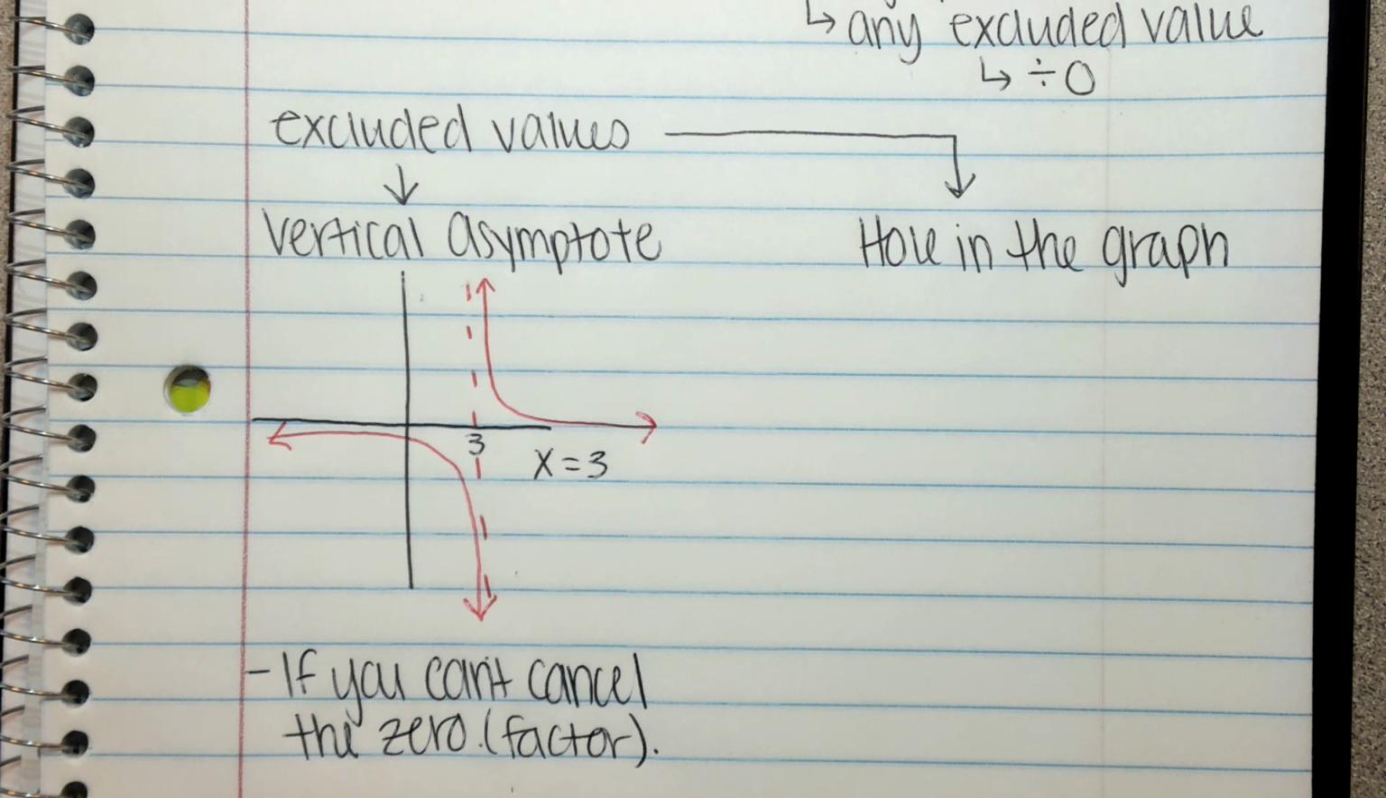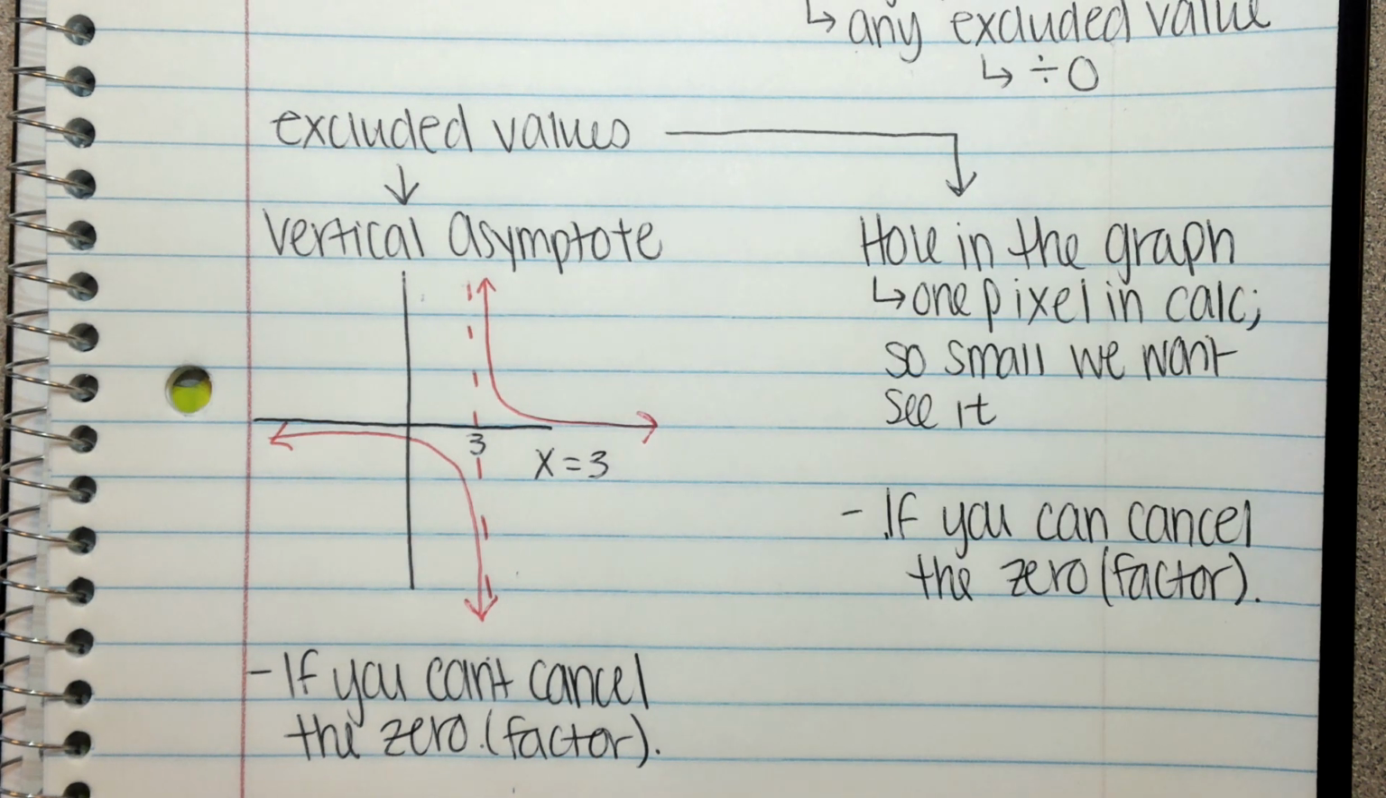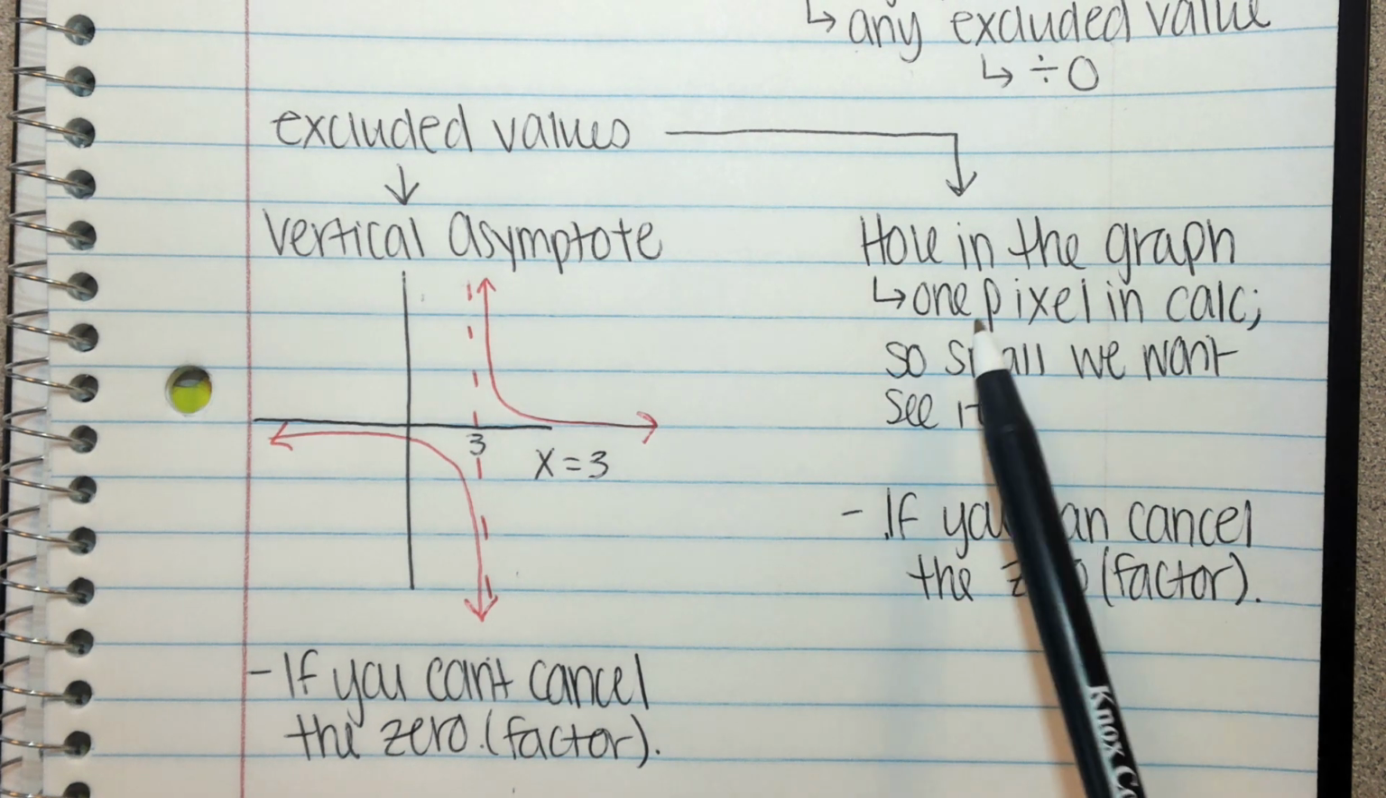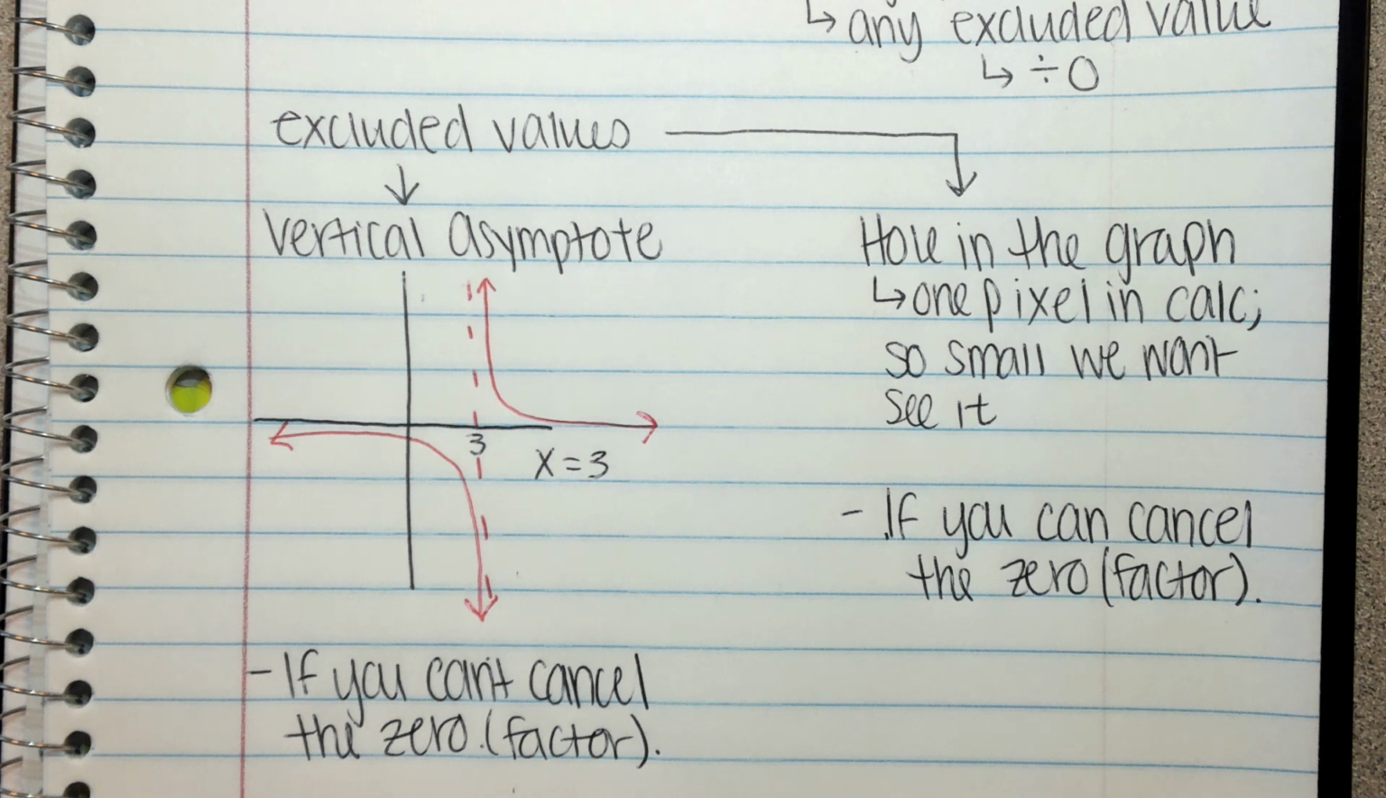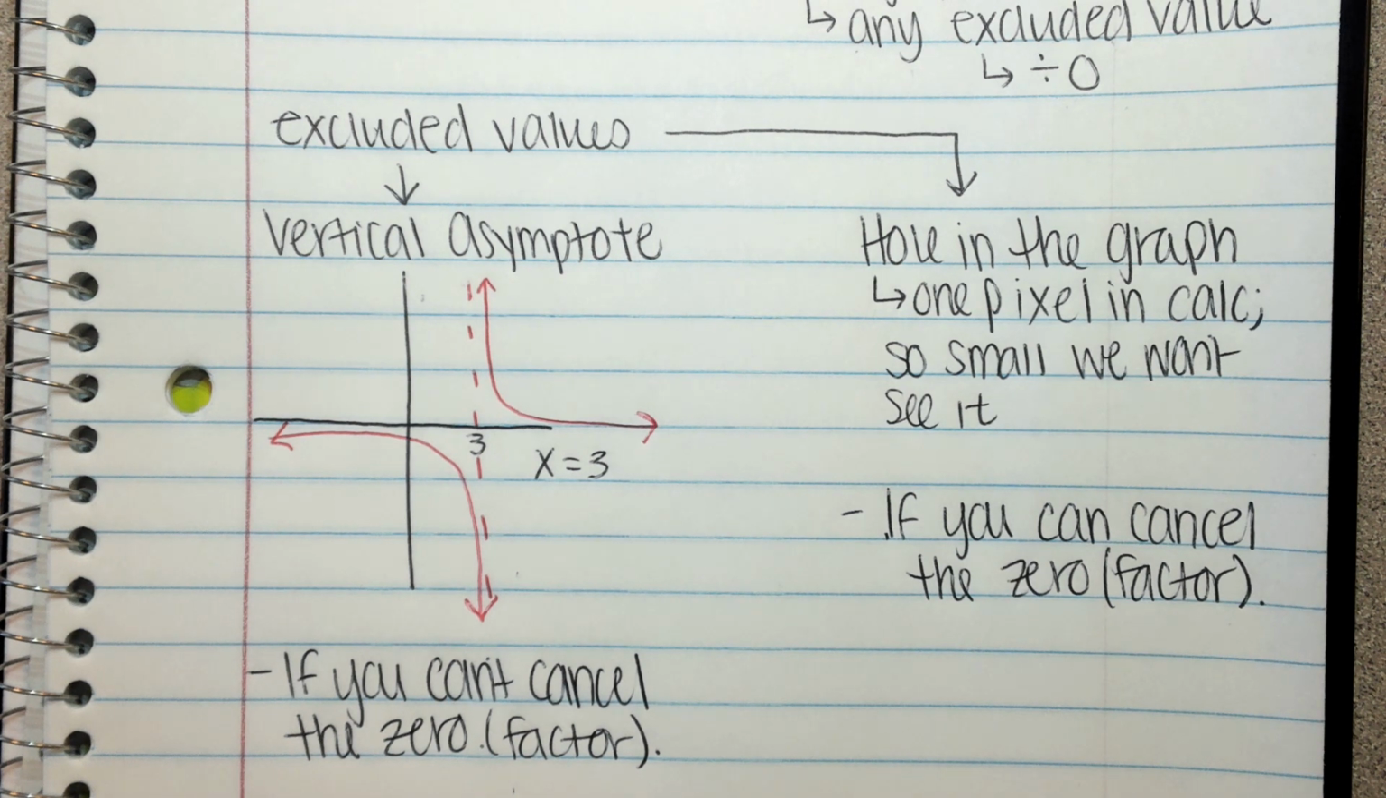All right, now your other option is just a hole in the graph. And so that means that there's a hole in the graph, a point where the line does not go, just a little missing spot, a little hole. So that hole in the graph is 1 pixel in your calculator, okay? That means it's so small that we won't see it.